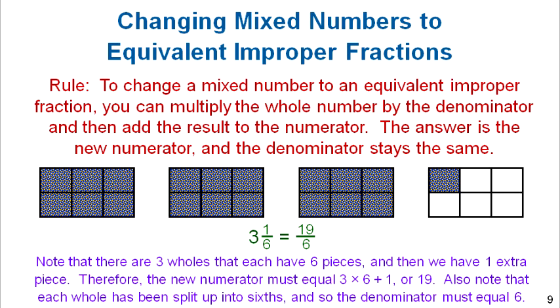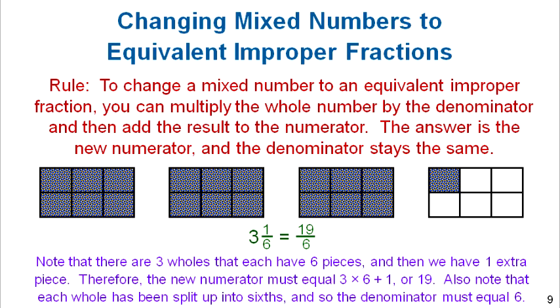To change a mixed number into an equivalent improper fraction, you can multiply the whole number by the denominator and then add the numerator to the result. This gives you the new numerator, and the denominator should stay the same. So, for example, to change 3 1/6 to an equivalent improper fraction, we should begin by multiplying 3 times 6 and then adding 1. Since this gives us 19, and since the bottom number should stay the same, this tells us that 3 1/6 is equivalent to 19/6.